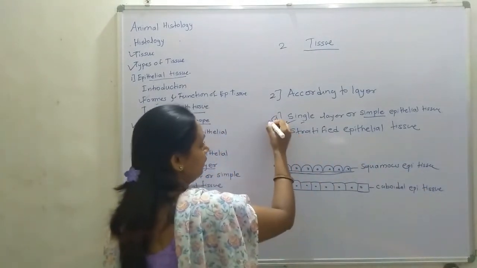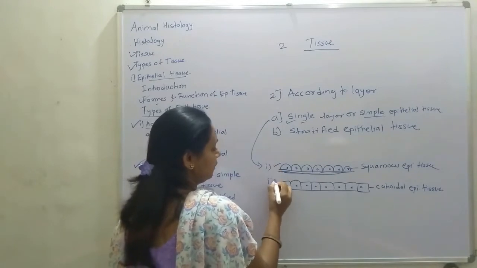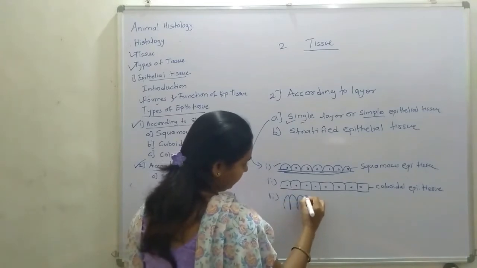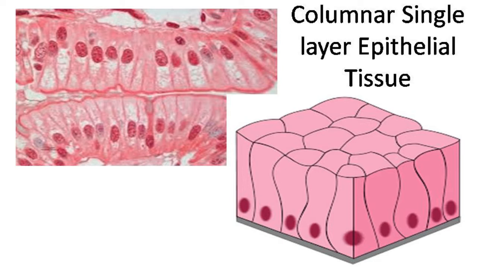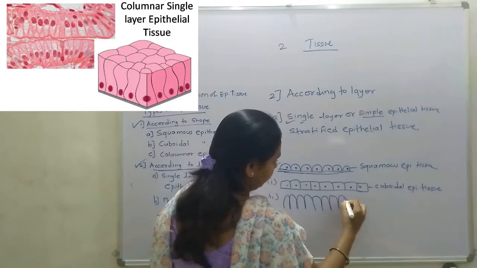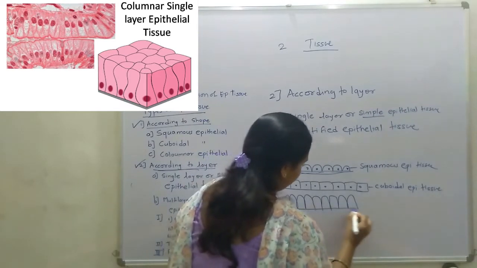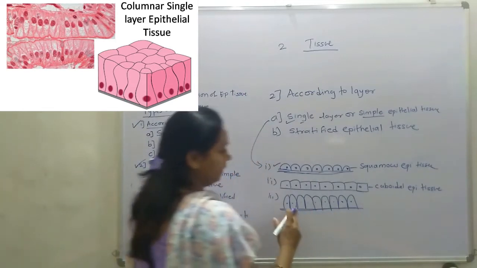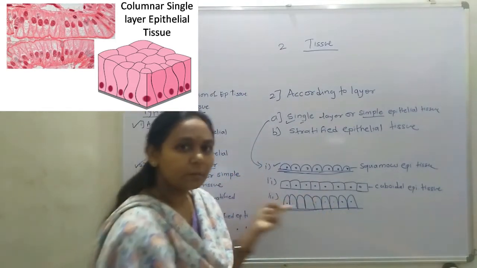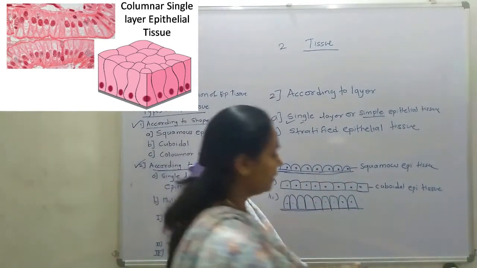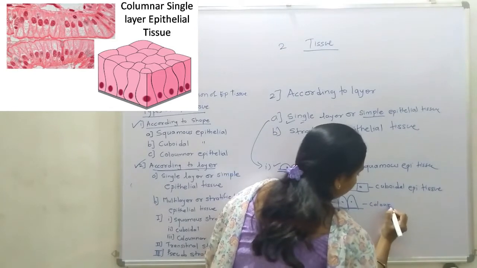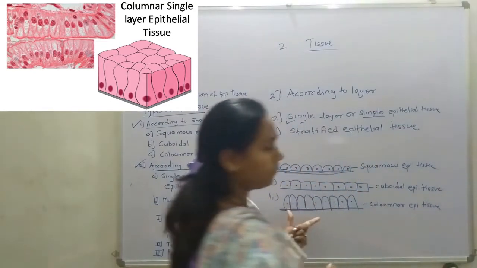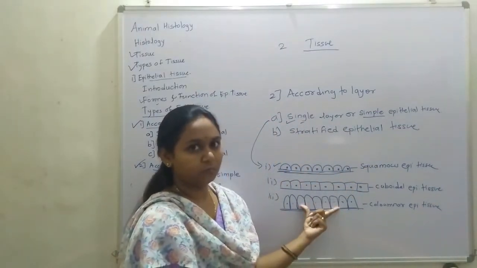And third is the columnar, the tall cells, columnar epithelial tissues. It means that on the basement membrane, the columnar cells are arranged in a single layer of columnar epithelial cells, that is a columnar epithelial tissue. A single layer of the columnar epithelial tissue. Okay.